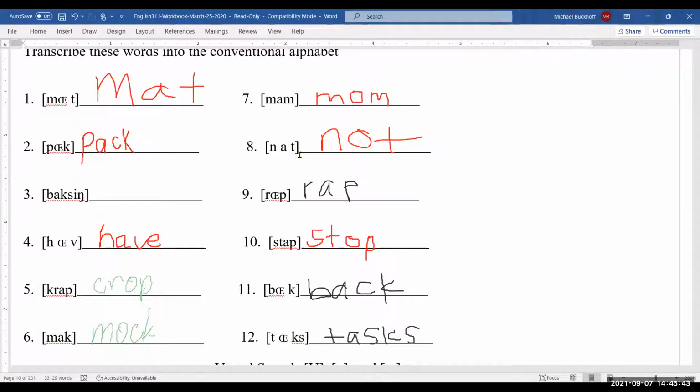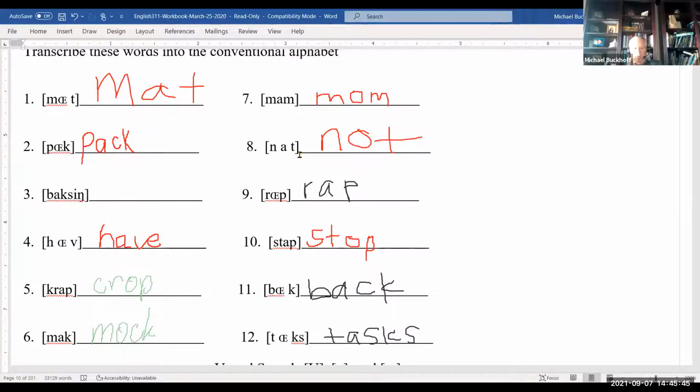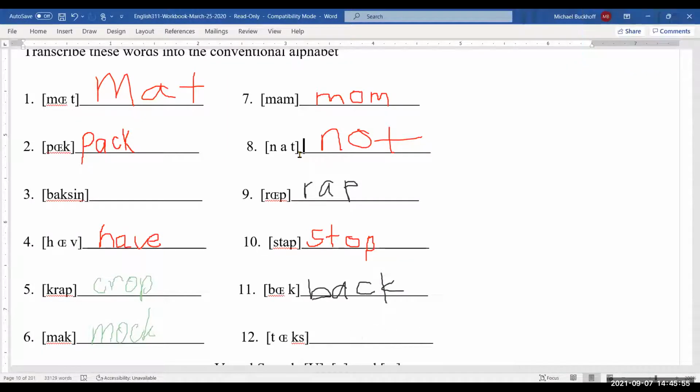Professor? Yeah, check number 12. I don't think that's tasks. No, that's not the one. That's not it. Yeah, go ahead. Who had a question? Speak. What's the difference between not as in KNOT, like a bow tie knot, versus how do you emphasize the silent K in that word?